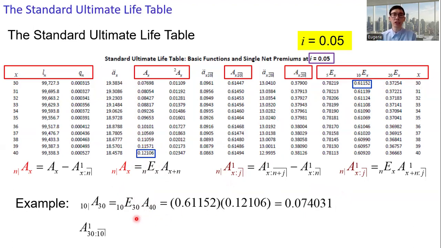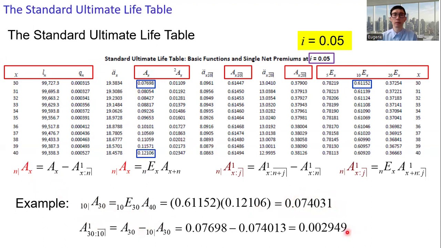And how about the 10-year term insurance on age 30? This equals A30 and then minus 10|A30. We can get A30 along this column, 0.07698, and minus 10|A30 that we have calculated here, 0.074. And we get the answer.